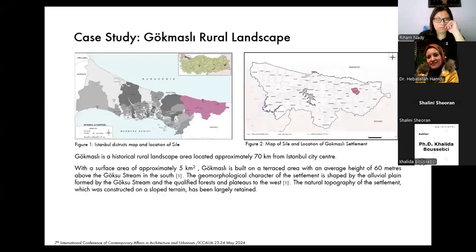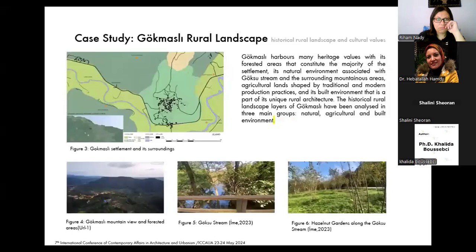As a case study, Gökmense is a historical rural landscape area located approximately 70 kilometers from Istanbul's center. Gökmense is built on a terrace area with an average height of 60 meters above the Gökçe stream in the south. The historical rural landscape layers of Gökmense have been analyzed in three main groups, which are natural, agricultural, and built environments.